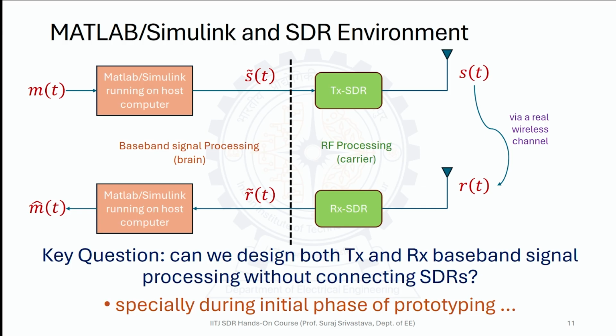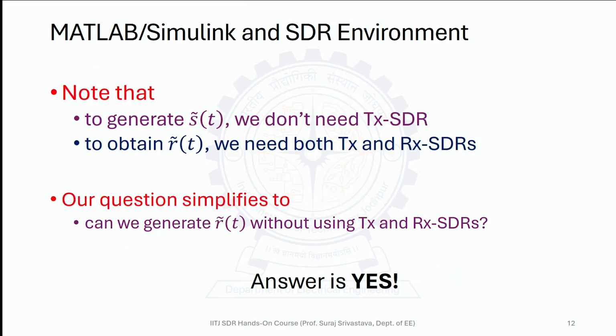Especially this is required during the initial phase of prototyping, or let's say when you don't have the TX and RX SDRs and you are waiting for these TX RX SDRs. Can we design the left side? Can we design the baseband signal processing part without the TX and RX SDRs? To answer this question, let us systematically go through this.